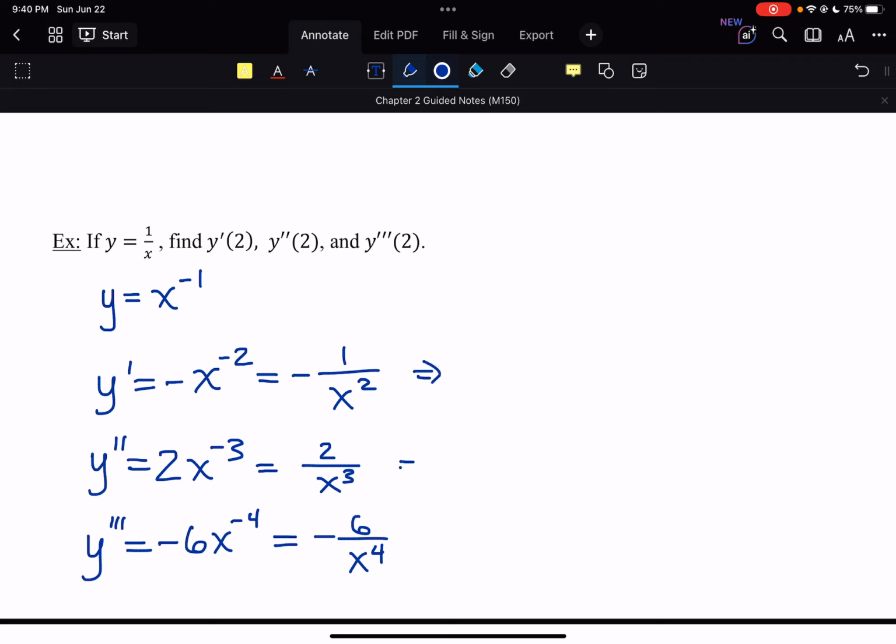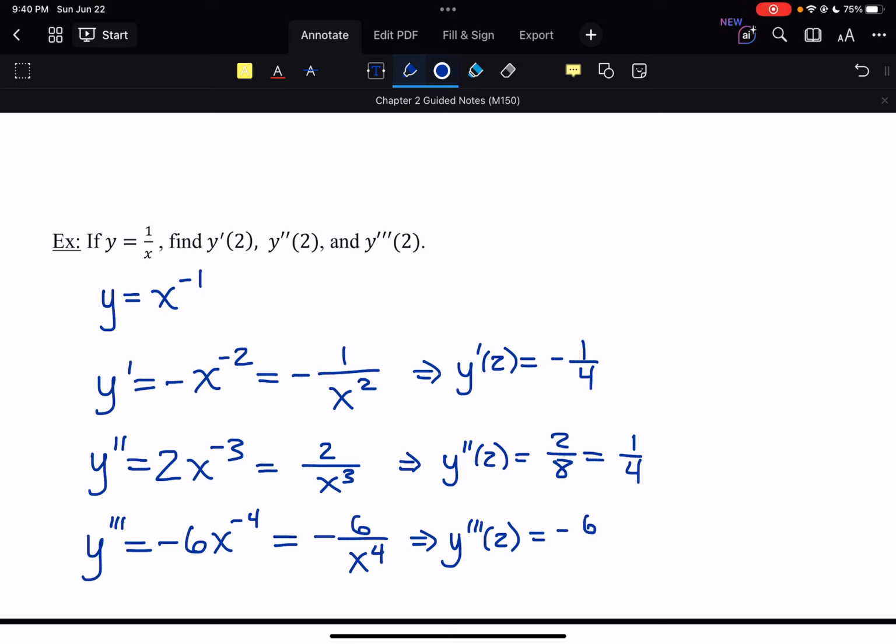And then we can evaluate each of these at the value x equals 2. So that's negative 1/4. That is 2/8, which is also 1/4. This is negative 6 over 16, so negative 3/8 if we simplify.